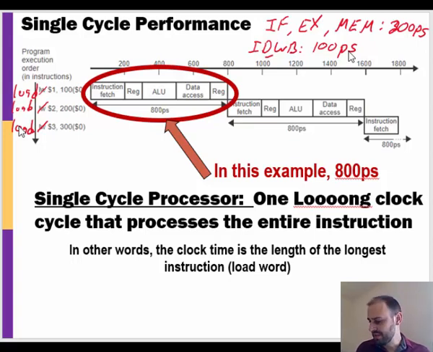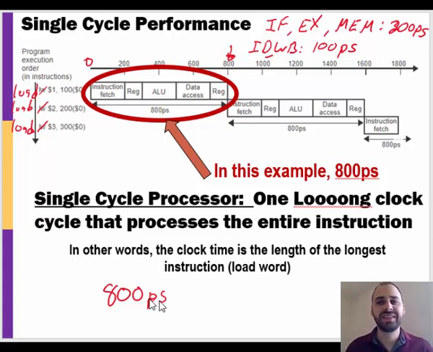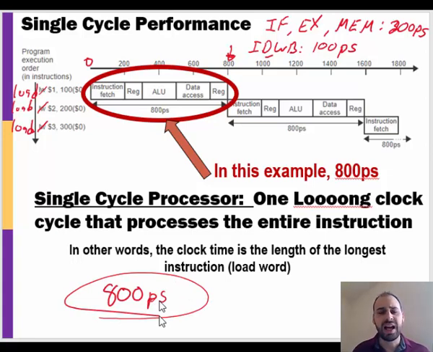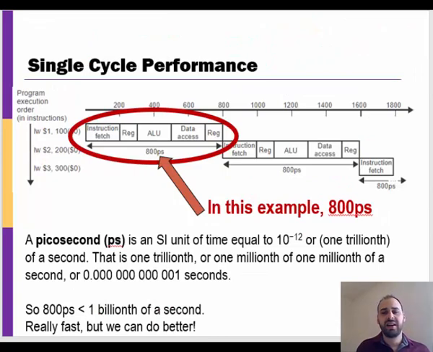If we started at time 0 here, we need a minimum of 800 picoseconds, or 0.8 nanoseconds. So that's our clock period, that's how fast our clock is going to be able to run for a single cycle implementation, based on those assumptions for how long each stage would require. So it's really fast, right? It's under a billionth of a second.